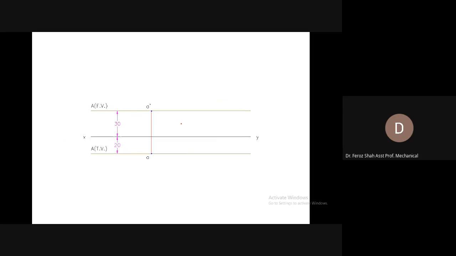Now we are given the length of the front view, which is 60 mm, and also we are given the apparent angle alpha. So draw a line making an angle of 60 degrees, starting from A dash, and this line would end at this position. Name it as B dash.